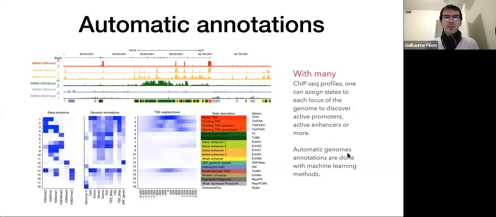So automatic genome annotations are done with machine learning methods. There's too much data for humans to be doing this manually. You need a method that goes automatically, just grabs the data from these ChIP-seq profiles and tells you at that particular place, that's what happens. That's an enhancer because I can find this, this, and that, but I cannot find that.